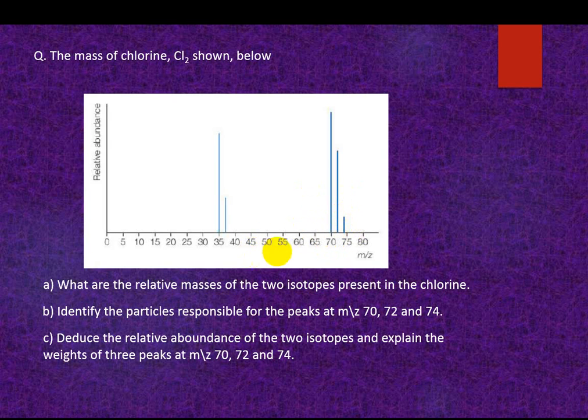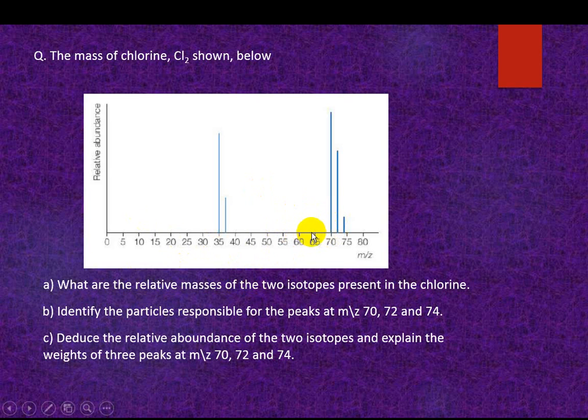Okay, this is the 70. Which two chlorine isotopes joined to give 70? Which two isotopes: 35 and 35, or 35 and 37, or 37 and 37?